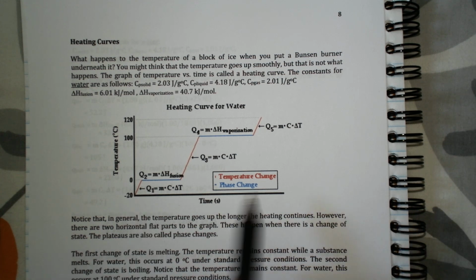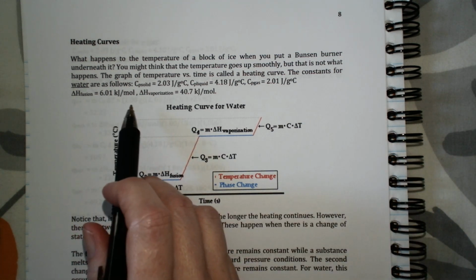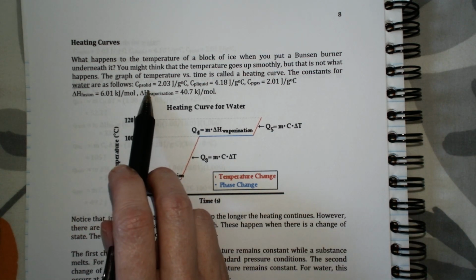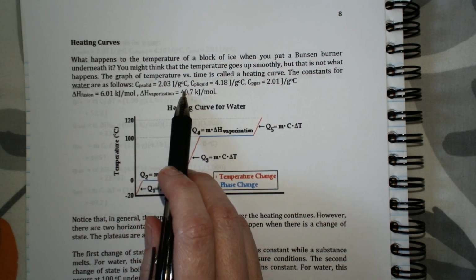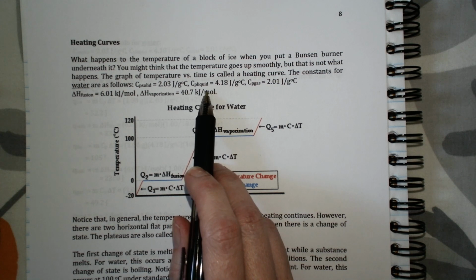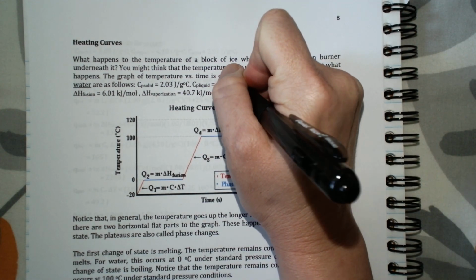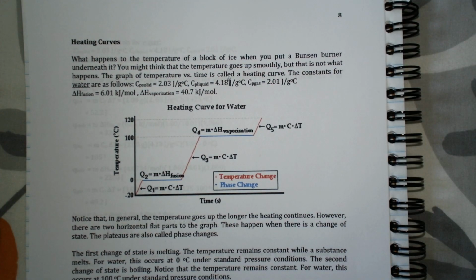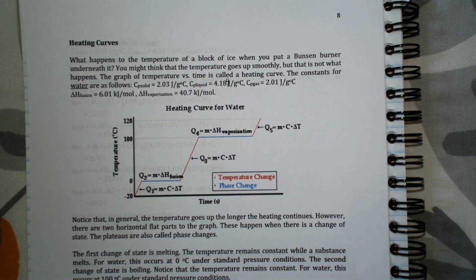So this graph right here is called a heating curve. This is the heating curve for water. And it shows we have some constants. The constants for water are as follows. The specific heat of solid is 2.03 joules per gram times degrees Celsius. The specific heat of liquid water, you already know, is 4.184 joules per gram times degrees Celsius. And the specific heat of a gas is 2.01 joules per gram degrees Celsius.